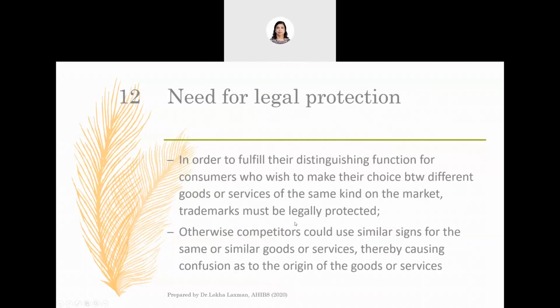Okay. Now, the next function is legal protection, right? So if you look at the distinguishing function, you'll find that to enable that, the trademarks must be legally protected. Otherwise, competitors could use similar signs and try to take away your customers, because your customers will be confused, thinking that if the product of the trademark is so similar, it is your product or your service, and they may choose that when in actual fact it's not yours, it's your competitors, right? So this is very important for you to register your trademark, so that you will have the exclusive right over that trademark, and you will get legal protection if somebody infringes your right.